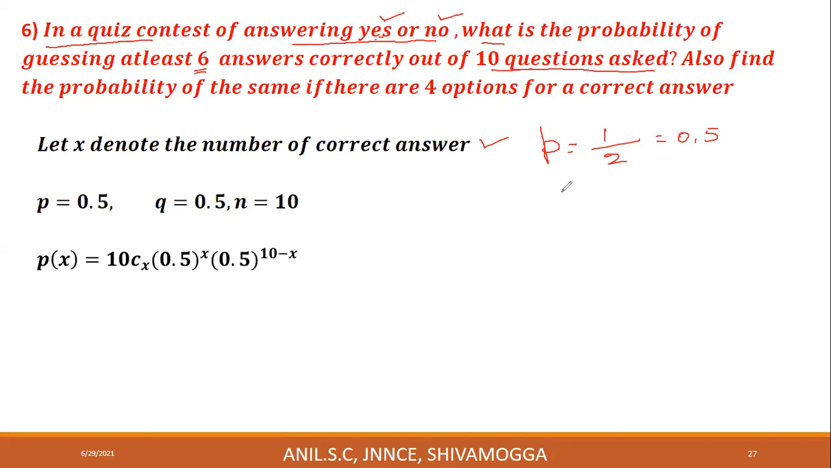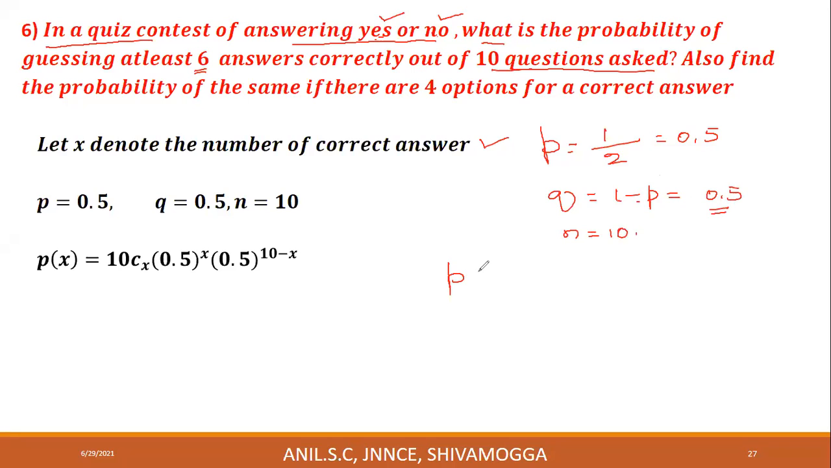And we know that P plus Q is equal to 1. Therefore, Q is equal to 1 minus P, and P is 0.5. 1 minus 0.5 is 0.5. P is equal to 0.5. Q is also equal to 0.5. And 10 questions asked. Therefore, n is equal to 10.